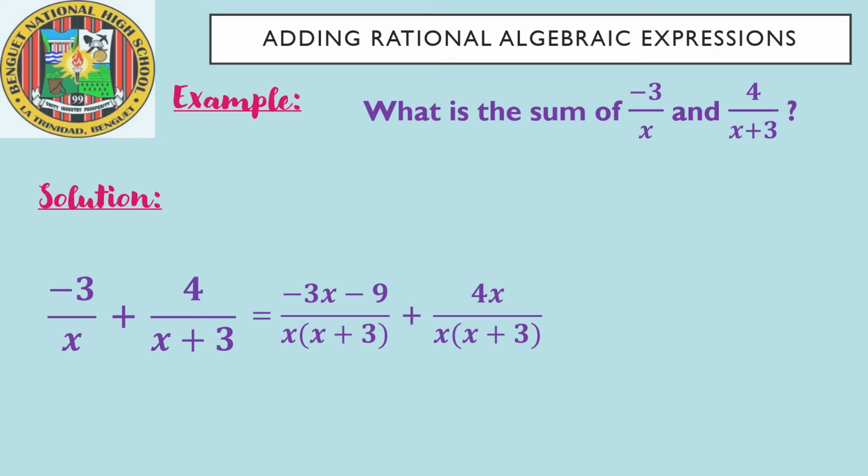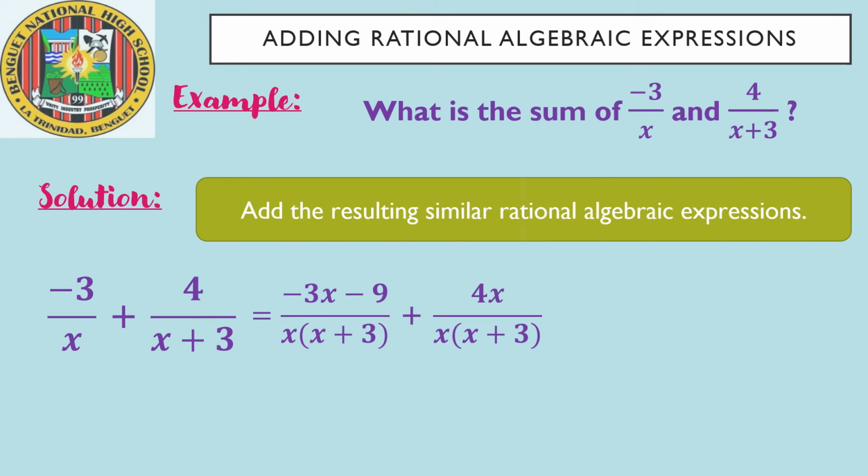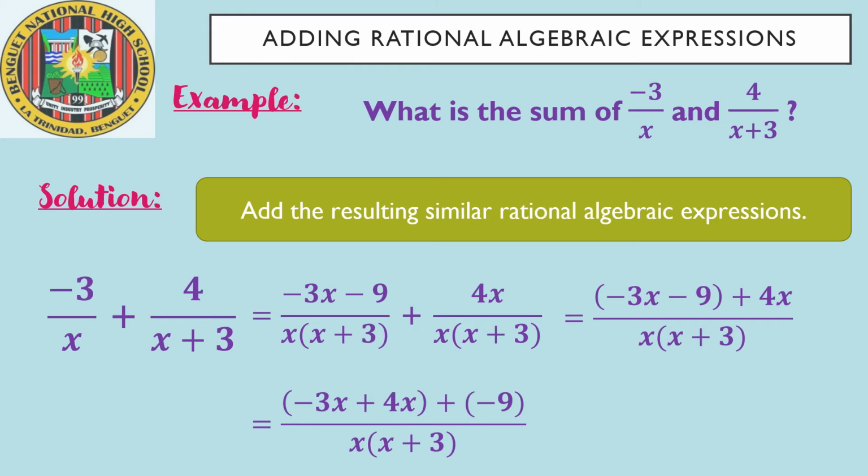Now that we've changed our rational algebraic expressions to RAEs with a common denominator, we can now apply what we've learned in adding RAEs with common denominators. What do we do? We add the numerators and copy the denominator. We combine similar terms in the numerator, then add them to get the resulting expression, which is x minus 9 over x times x plus 3.